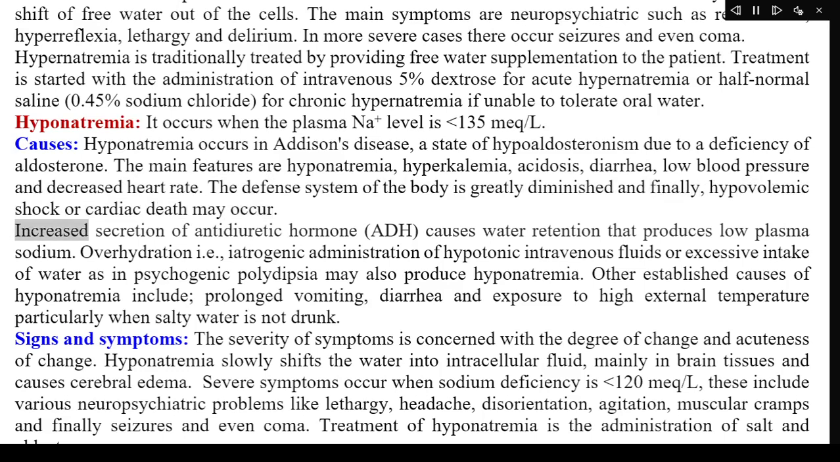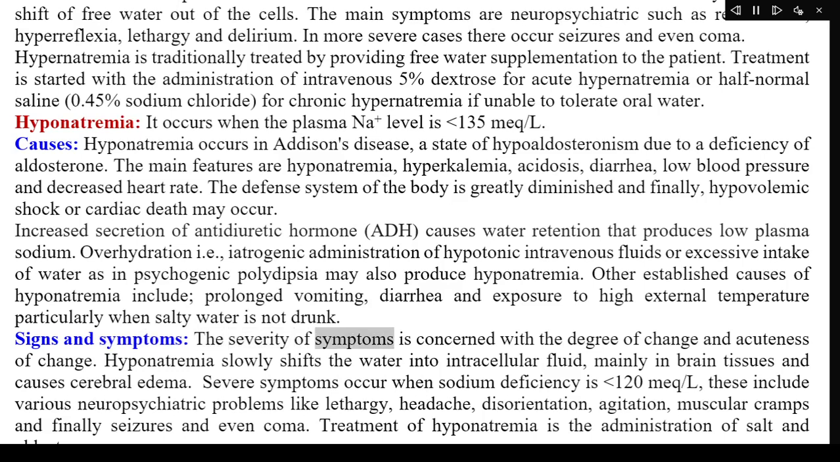Increased secretion of antidiuretic hormone, ADH, causes water retention that produces low plasma sodium. Overhydration, i.e., iatrogenic administration of hypotonic intravenous fluids or excessive intake of water as in psychogenic polydipsia may also produce hyponatremia. Other established causes of hyponatremia include prolonged vomiting, diarrhea and exposure to high external temperature, particularly when salty water is not drunk.